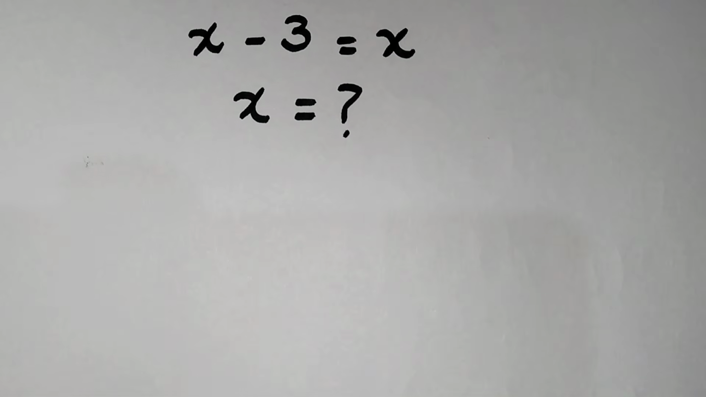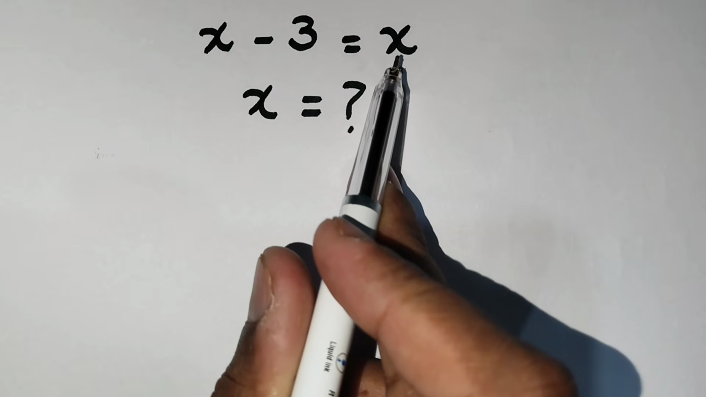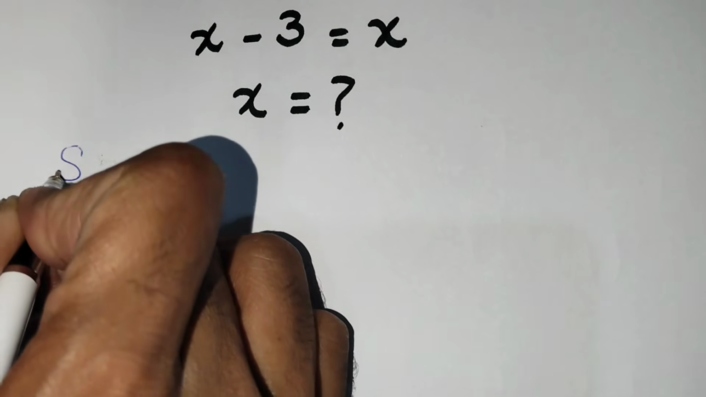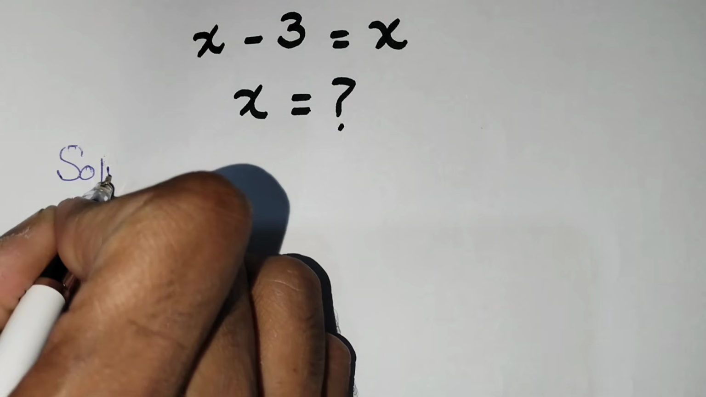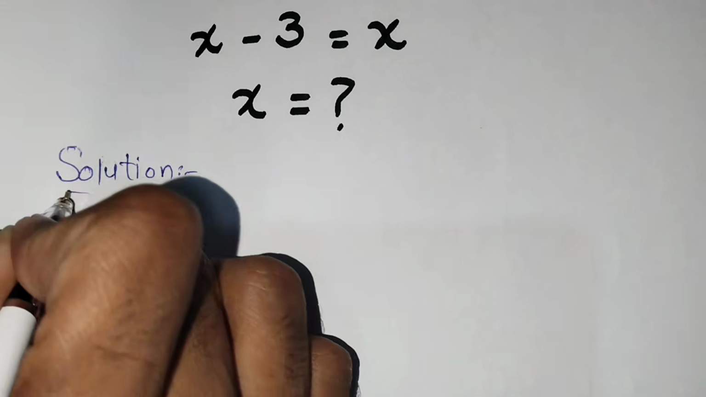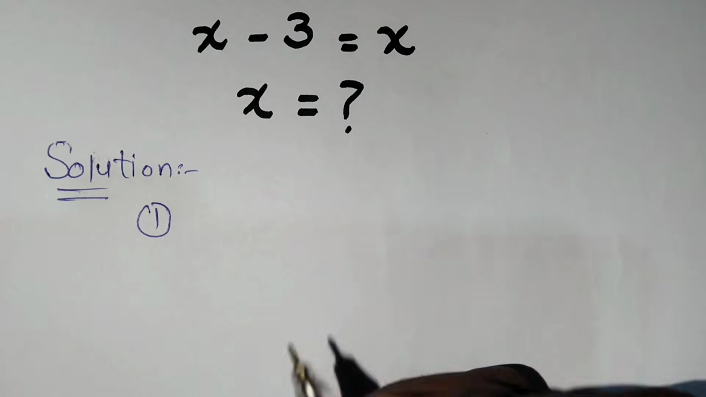Hi everyone, we have a nice algebra equation: x minus 3 is equal to x. Find the value of x. We will start the solution of this question. There are two methods to find the value of x. We will start with method 1.